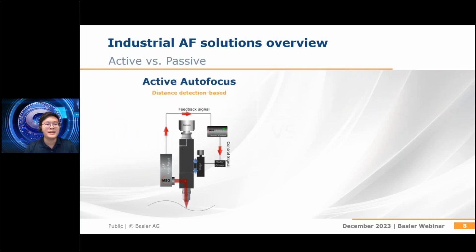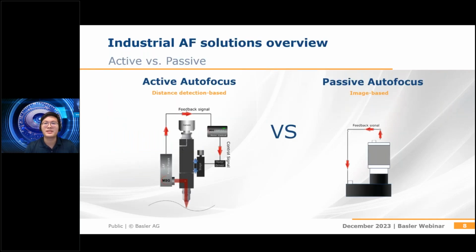So there are two primary approaches that exist in the current market. One is active and the other is passive autofocus. While both aim to achieve the same goal, they employ different techniques and have advantages and disadvantages over each other.